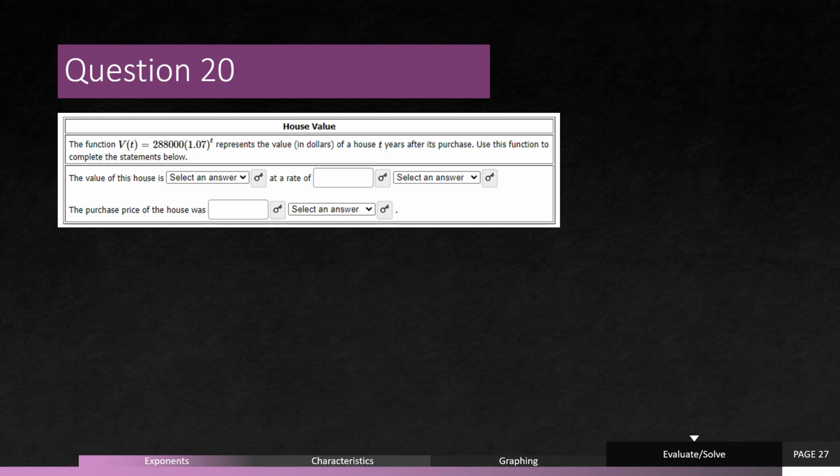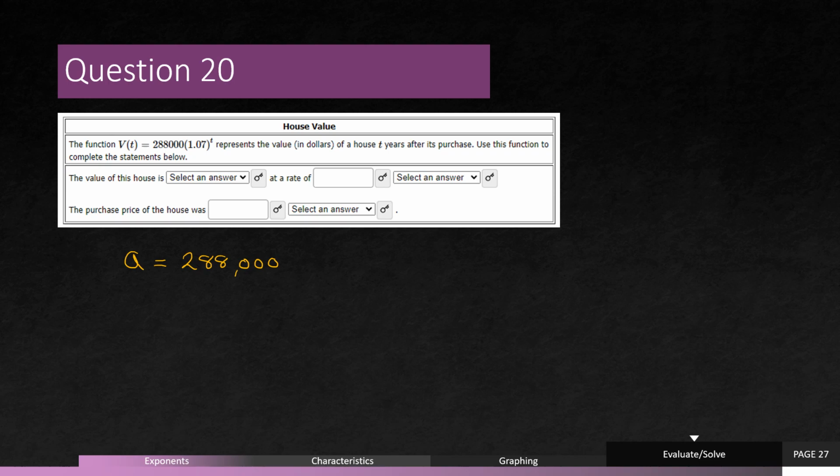So we need to understand here, we have an initial value. It's showing up here within the function. That is our a value. And so this is the value of the house when it was purchased, and that is 288 and then 3 more zeros. So 288,000.